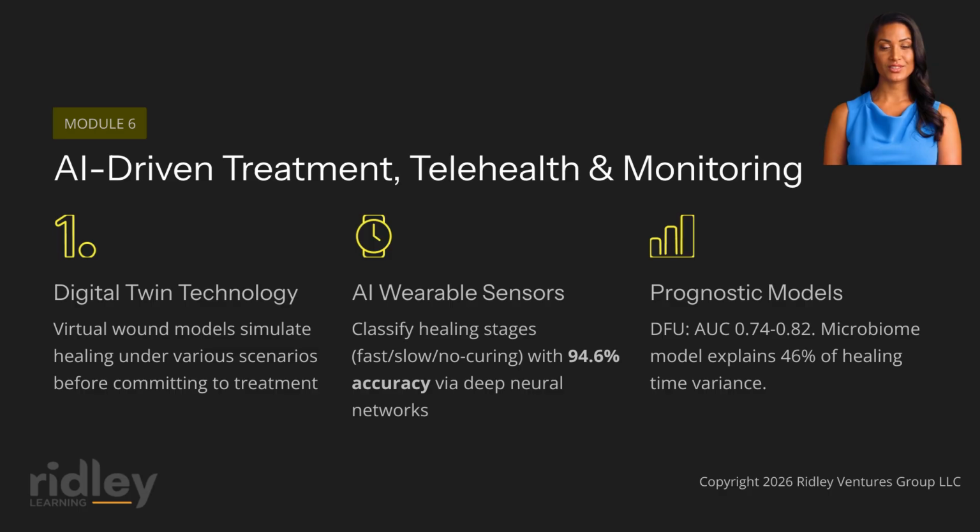AI-enabled wearable sensors interconnected with advanced wound dressings have demonstrated 94.6% accuracy in classifying healing stages, fast curing, slow curing, and no curing, using deep artificial neural network algorithms, providing continuous monitoring data that supports therapy adjustment decisions. Machine learning prognostic models for diabetic foot ulcer risk assessment have achieved AUC values of 0.74 to 0.82, offering moderate to high performance for identifying patients at risk for poor outcomes.